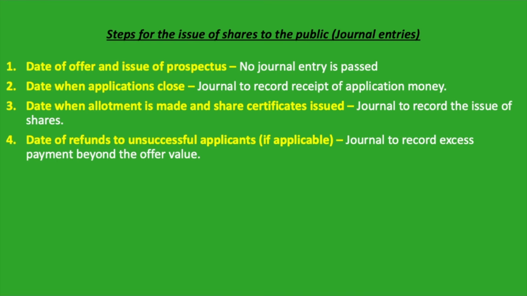So that is the journal that you will pass to record the excess payment beyond the offer value. So if you've received applications for more than you offered, then you have to refund the balance. And this is how you go about doing the journal entries for the specific events relating to the issue of shares. Now let's look at practical examples where we will apply what we've just learned here. But if you can remember these steps, it will make it quite easy for you when doing journal entries.